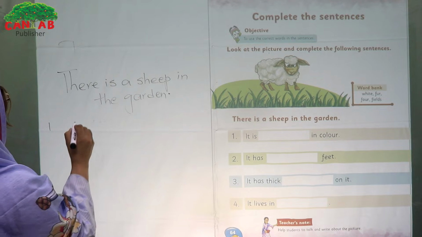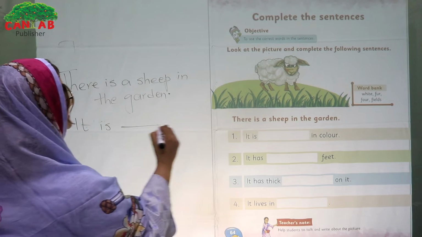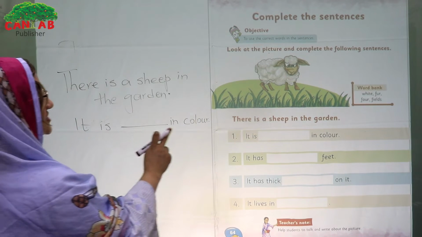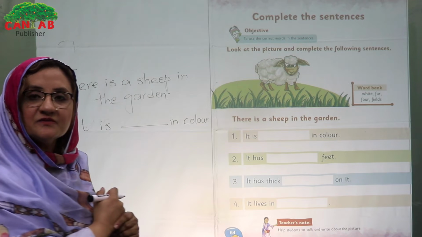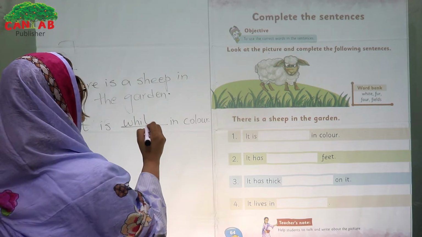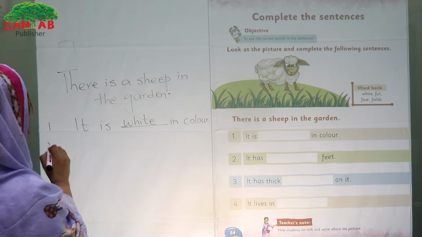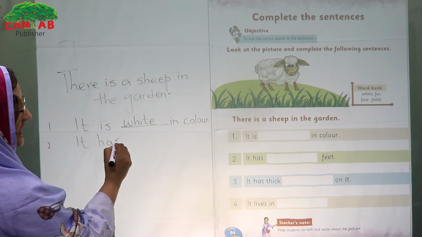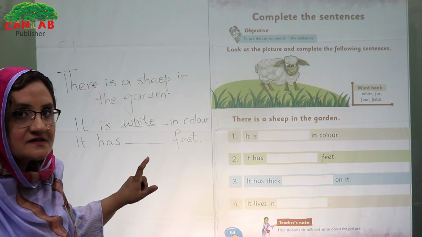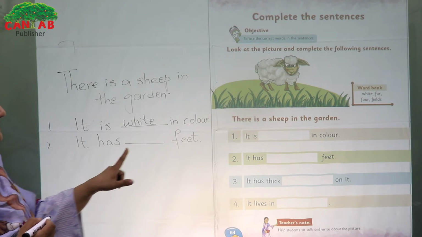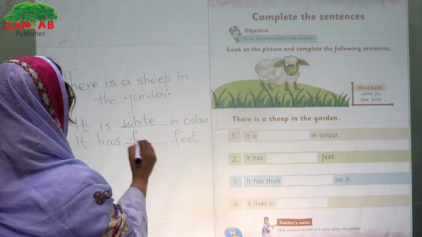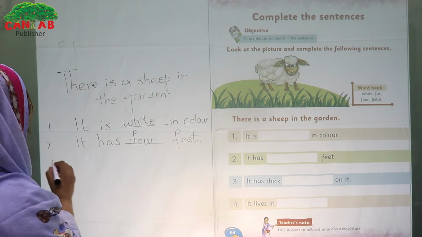Look at here. It is dash in color. Who is going to tell me what is the color of the sheep? Yes, it is white in color. It has dash feet. How many feet does it have? Good. Ali, you come and write here. It has 4 feet. Very good.